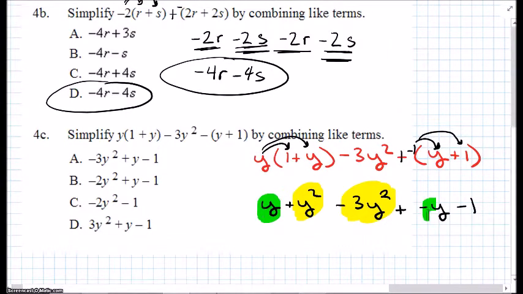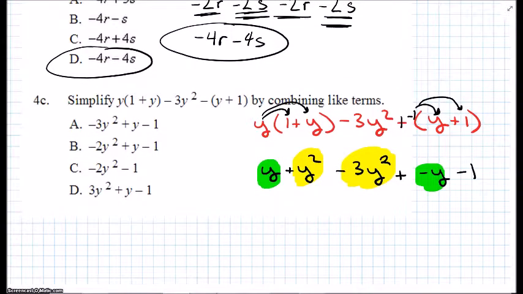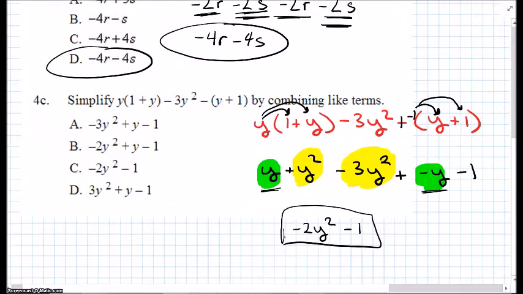So I've highlighted everything. I've got y squared minus 3y squared, so that'd be 1 minus 3. So my answer in that case would be negative 2y squared. I've got a positive y and a negative y, so y minus y is 0. So I got negative 2y squared minus 1. So C.